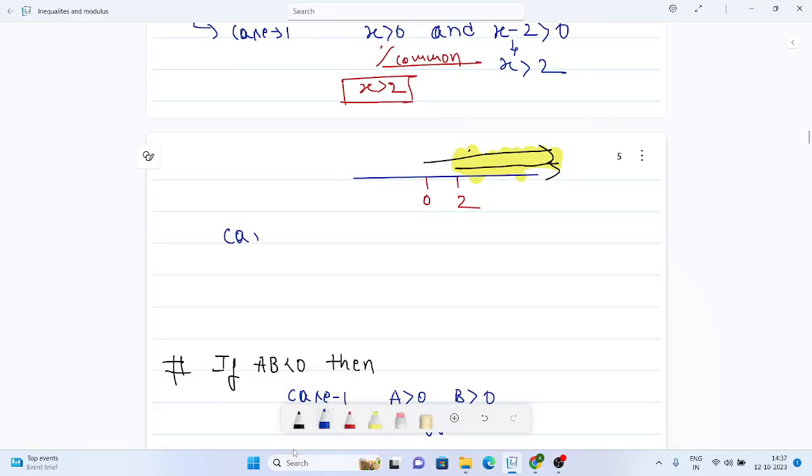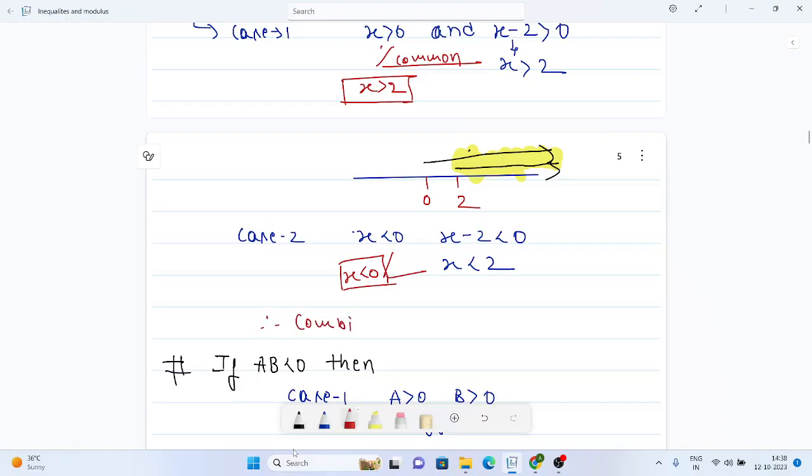In case 2, x is less than 0 and x minus 2 is less than 0. So it gives x is less than 2. What is the common solution for this? The common solution is x is less than 0. So what is the final answer? The combined solution is x is less than 0 or x is greater than 2.